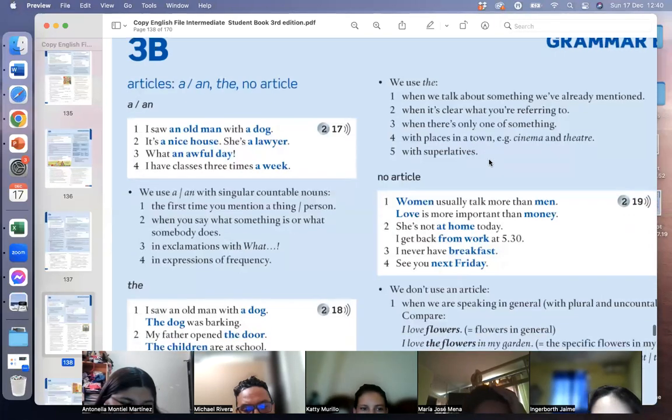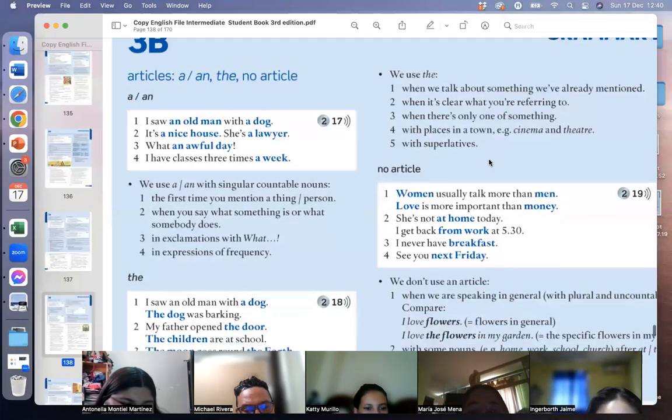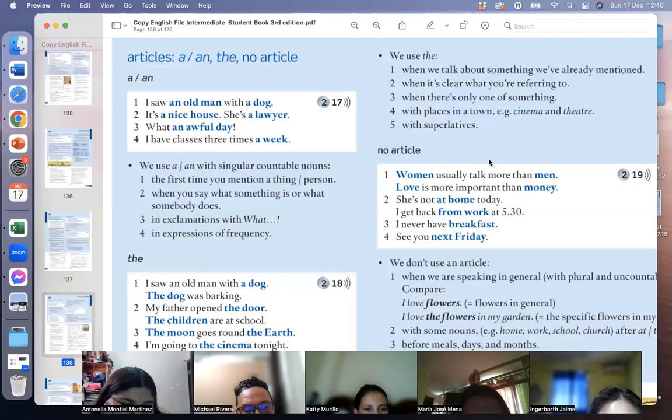So again, the moon. Okay, there's only one moon. So we're going to use that. The sun, exactly the same. The earth, exactly the same. There's only one of that thing. So we're not going to say a moon or a sun. That is only one of something.